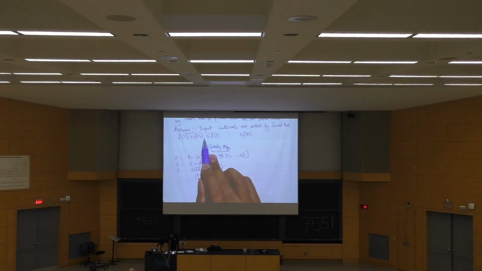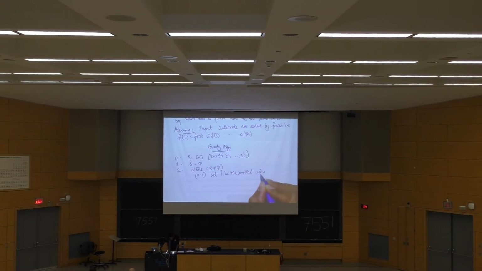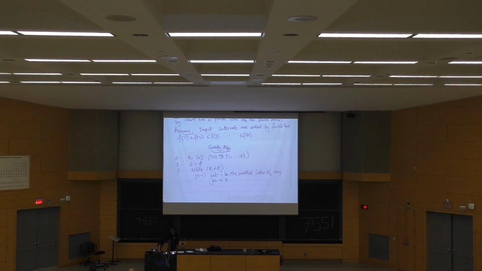And so again, now you're going to use the fact that the intervals are sorted by their finish time. Let I be the smallest index of any job in R. By definition, if this is the smallest index, what this is saying is, among all the jobs that remain, pick the one with the earliest finish time. Once I have this I, I'll add I to my final set.